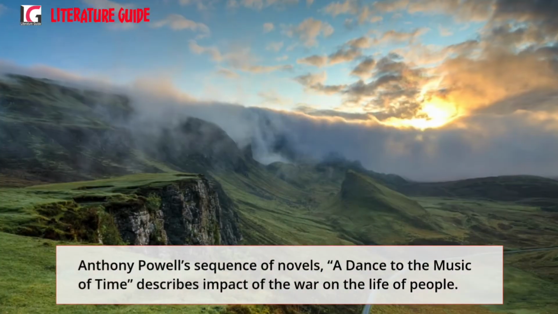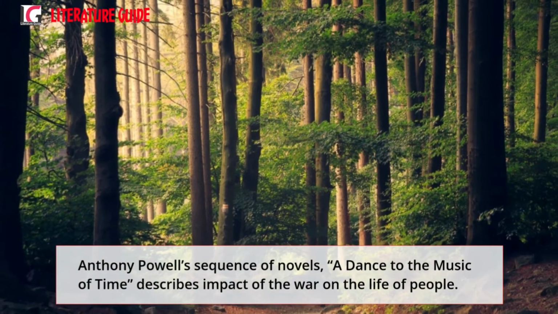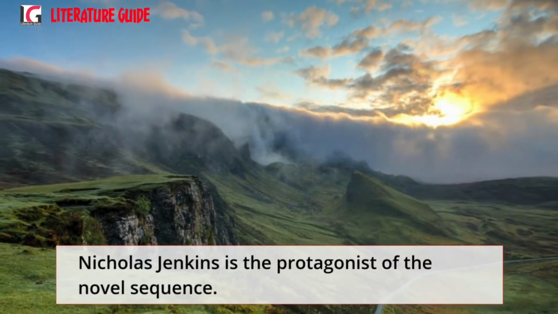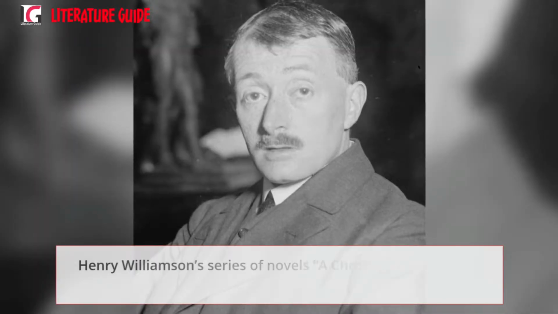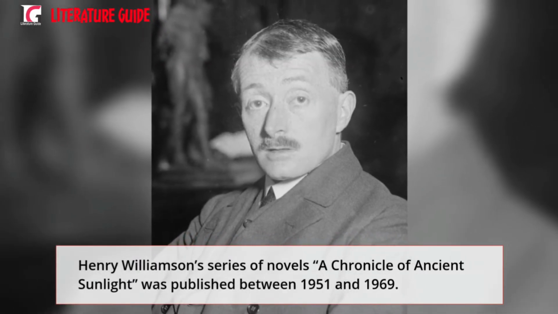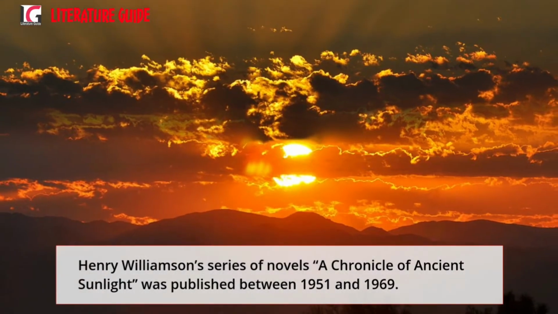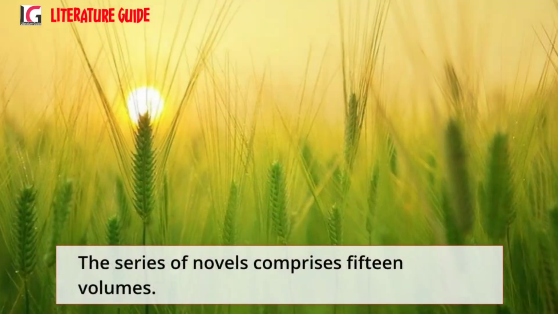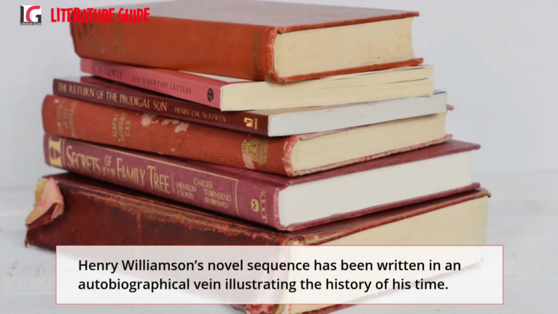Anthony Powell's sequence of novels, A Dance to the Music of Time, describes impact of the war on the life of people. Nicholas Jenkins is the protagonist of the novel sequence. Henry Williamson's series of novels A Chronicle of Ancient Sunlight was published between 1951 and 1969. The series of novels comprises 15 volumes.